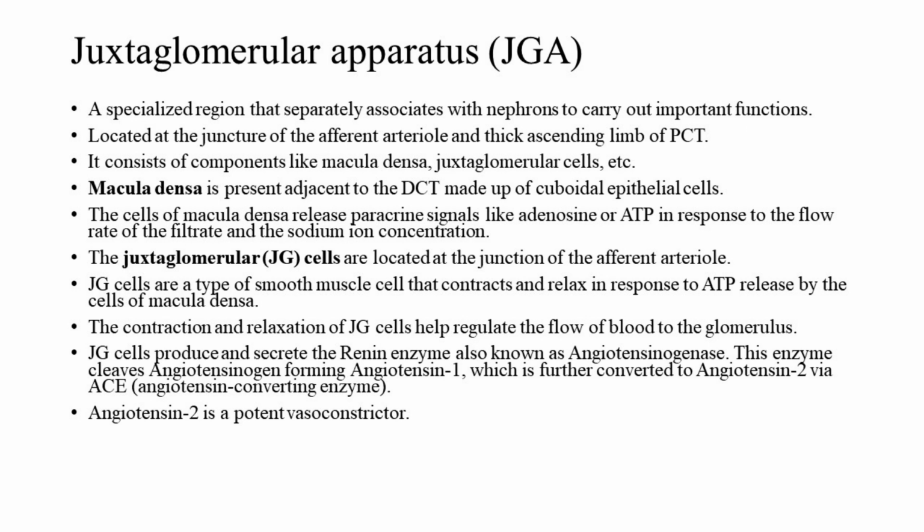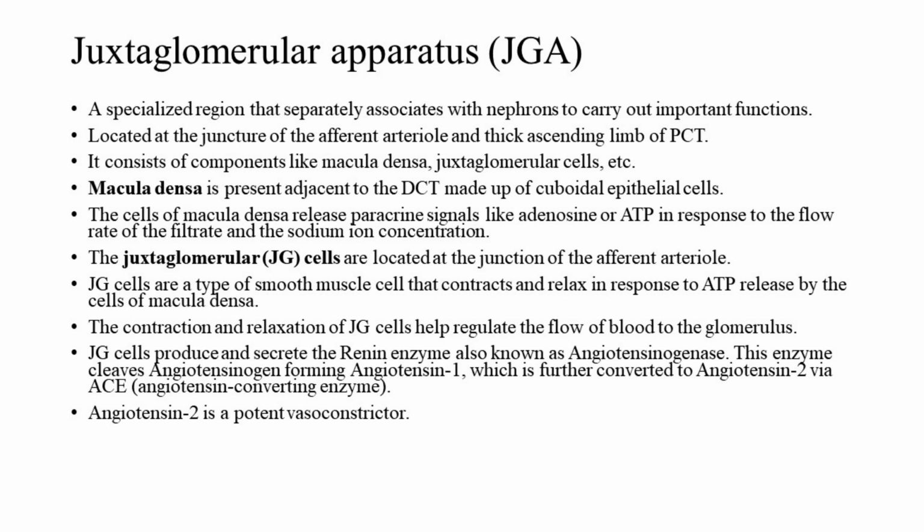Juxtaglomerular apparatus, JGA. A specialized region that separately associates with nephrons to carry out important functions. Located at the juncture of the afferent arteriole and the thick ascending limb. It consists of components like macula densa, juxtaglomerular cells, etc. Macula densa is present adjacent to the DCT, made up of cuboidal epithelial cells. The cells of macula densa release paracrine signals like adenosine or ATP in response to the flow rate of the filtrate and the sodium ion concentration.